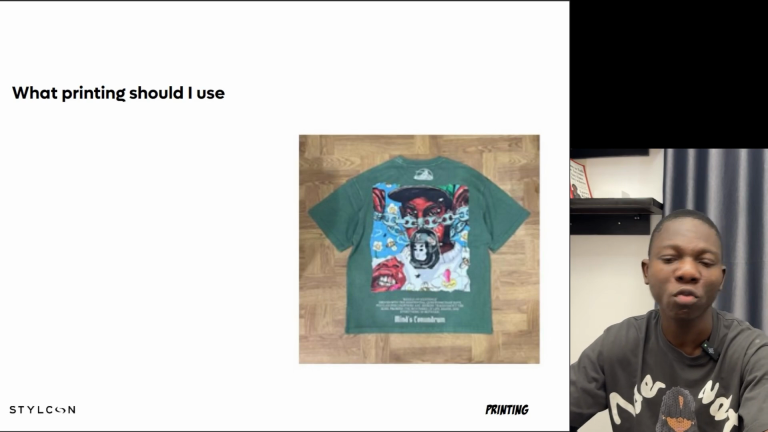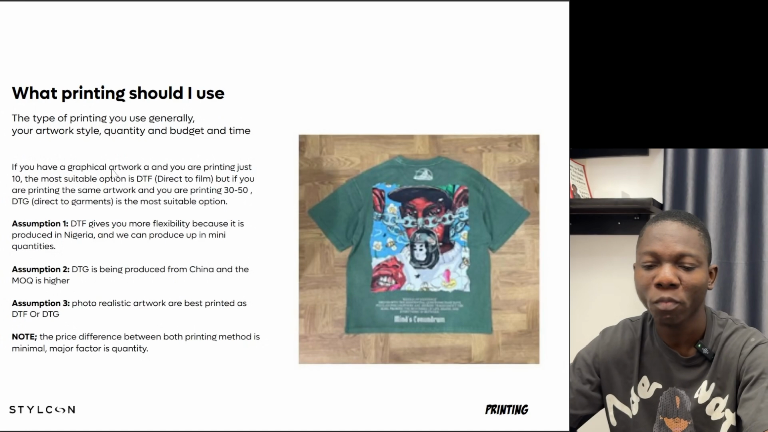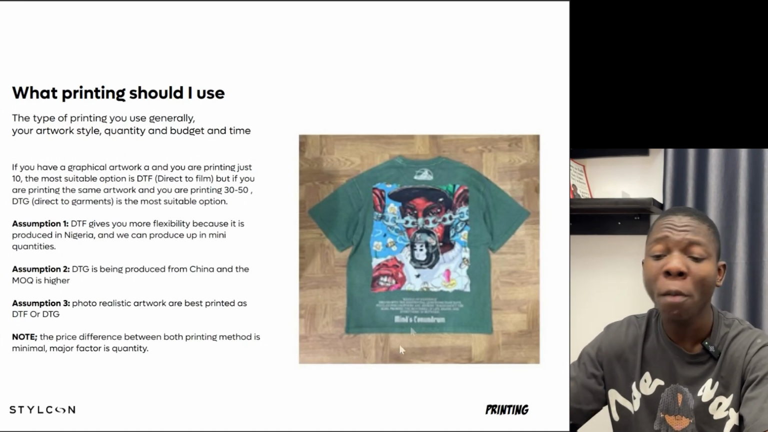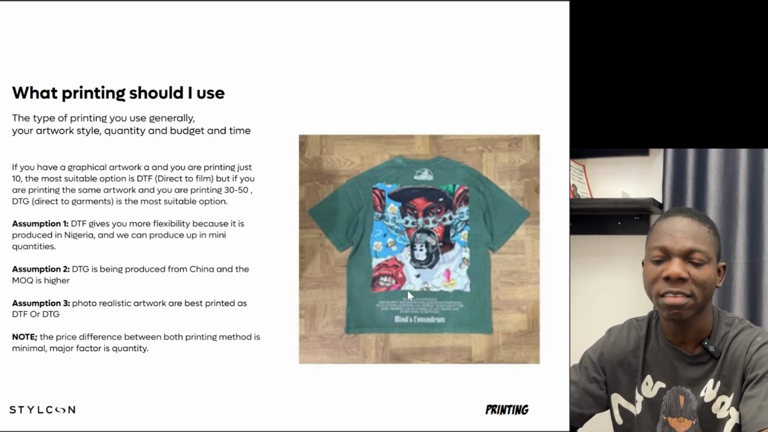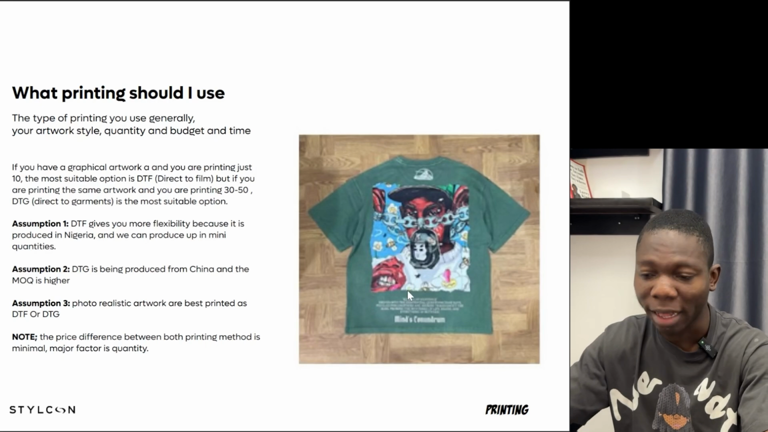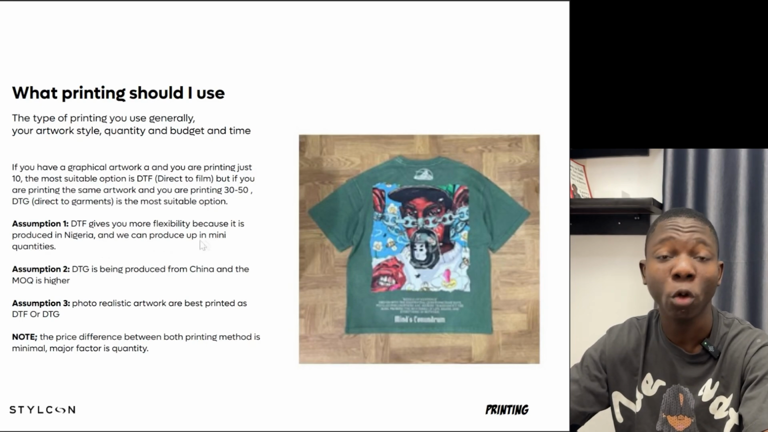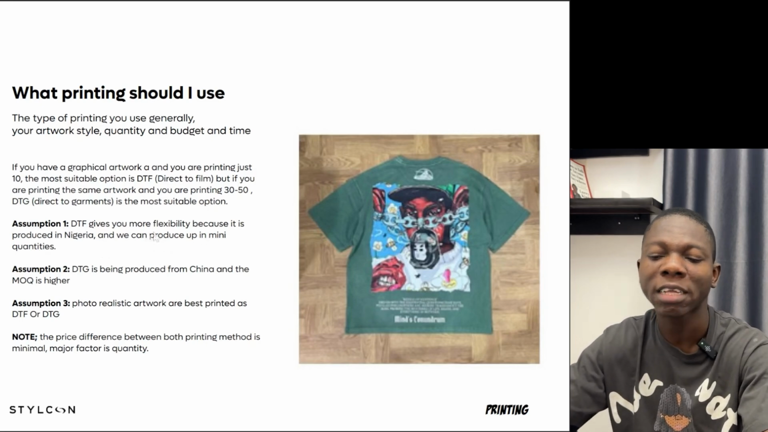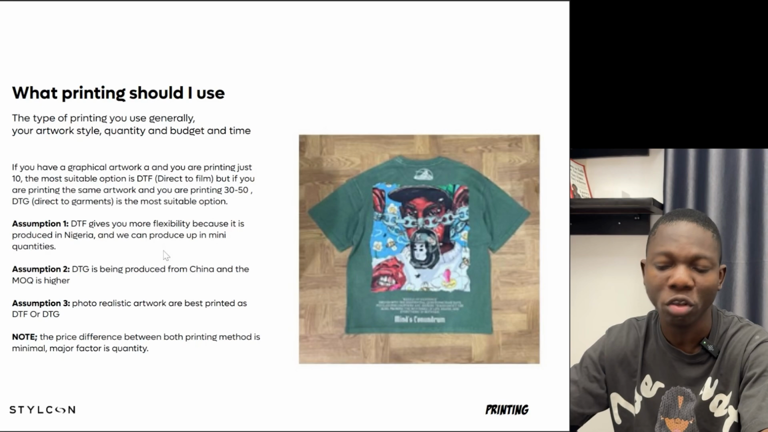What printing should you use? The type of printing that you use generally depends on your artwork, quantity, budget, and time. Take a look at this example. If you are printing a graphical work like this and you want to print just 10, the most suitable type of printing method to use is DTF. If you are printing 30 to 50 of the same artwork, then you can use DTG. The assumption is DTG gives you more flexibility because it can be produced in Nigeria and it can be produced in many quantities. DTG most times is produced from China and the MOQ is higher.